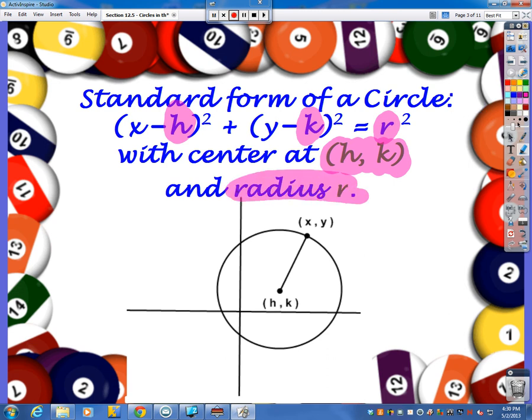Now, the number we're going to see is not necessarily what the radius is, but we're going to see what the radius squared is. So if we want to get r from r squared, what are we going to have to do? We're going to have to square root.